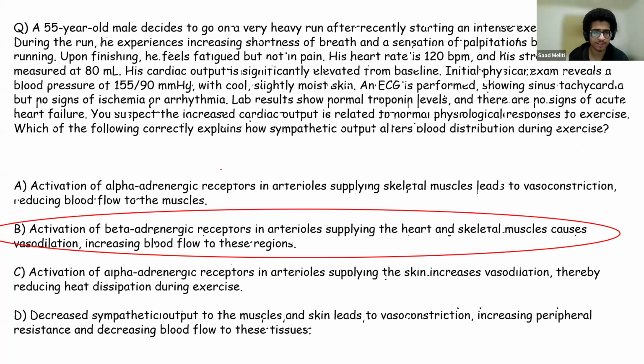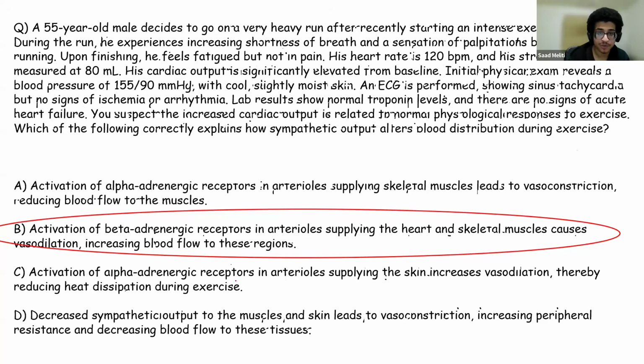Let's just quickly go over the other options to cancel them out. Alpha adrenergic receptors in arterioles supplying skeletal muscles leads to vasoconstriction. First, vasoconstriction is not what we need to the skeletal muscles. Second, I don't believe they have alpha adrenergic receptors. I'm low-key not sure, but anyways, we don't need vasoconstriction there. We need vasodilation to the heart and skeletal muscles, okay?